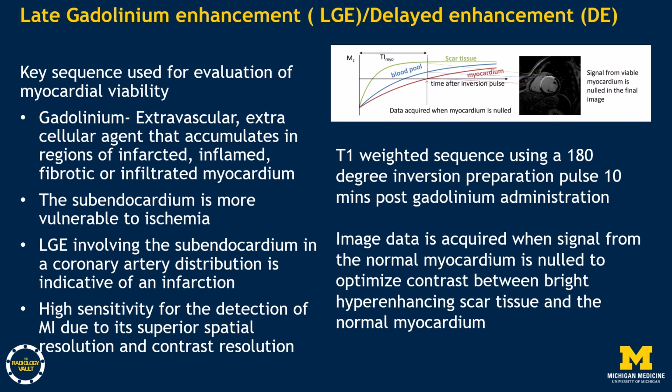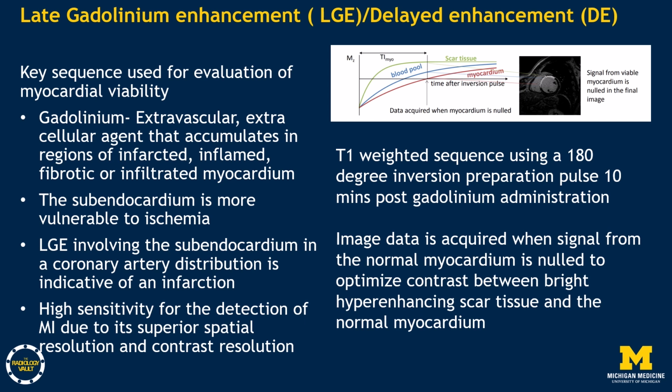Cardiac MRI using late gadolinium enhancement is a very important tool for evaluation of myocardial viability in clinical practice. The key sequence used is the late gadolinium enhancement sequence, also known as the LGE or DE sequence. Gadolinium is an extravascular, extracellular agent that accumulates in regions of infarcted, inflamed, fibrotic, or infiltrated myocardium. The subendocardium is more vulnerable to ischemia. Late gadolinium enhancement that involves the subendocardium in a coronary artery distribution is indicative of a myocardial infarction.